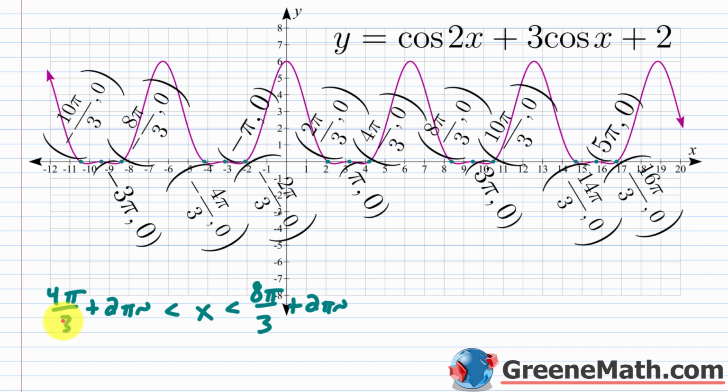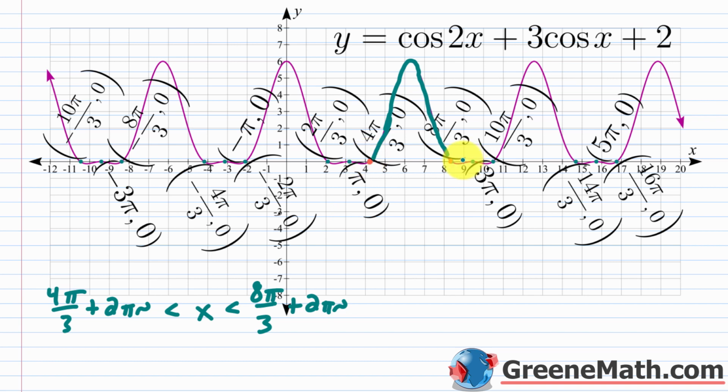All right, so if we look at this answer here, 4 pi over 3, let's find that. So that's right there. That's where this is going to be 0. And then 8 pi over 3, that's going to be right there. So that's where this is 0. Now that's not included because we have a strict inequality. We're trying to figure out where it's greater than 0. So if you look at this piece right here, greater than 4 pi over 3 and less than 8 pi over 3, that's one way you can put the solution.